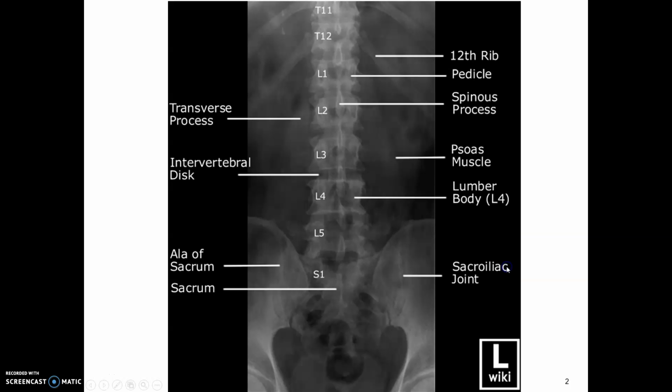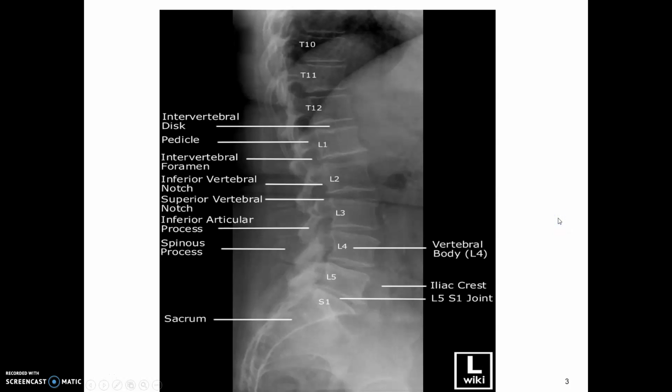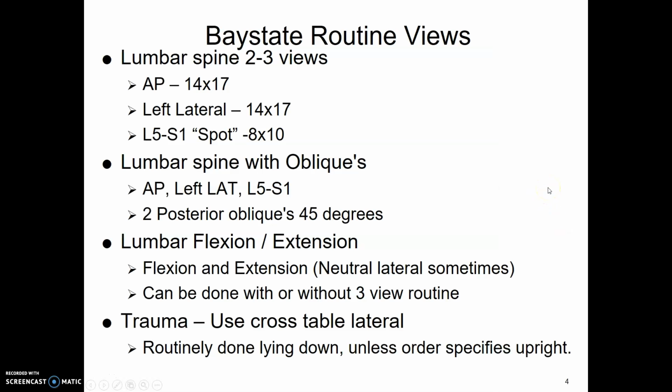Lumbar spine. All right, so starting off just with some images for you identified. We have a couple of routine options for us as far as our orders go for spine. If you get a lumbar spine 2 or 3 view, this first option here, that would just be an AP, a left lateral, an L5S1.